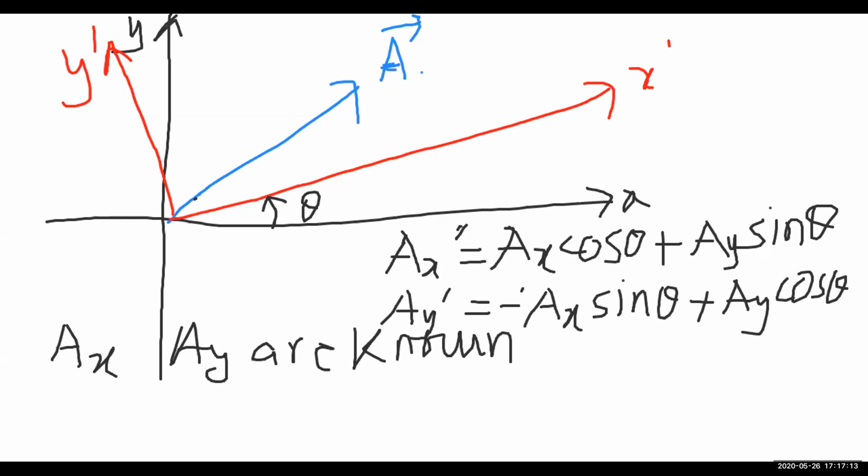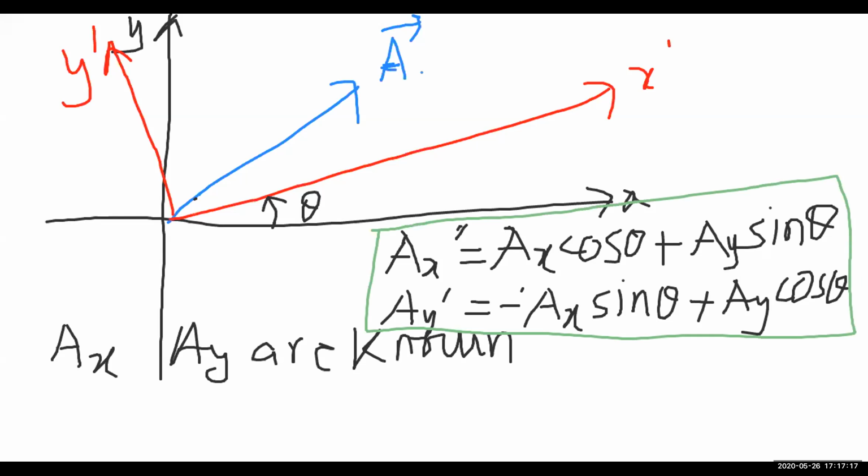Now, when we were starting with vectors, I told you that there are three conditions that a vector satisfies. A vector has magnitude, a vector has direction, and I told you that I'll tell you the third condition later on. This is the third condition.